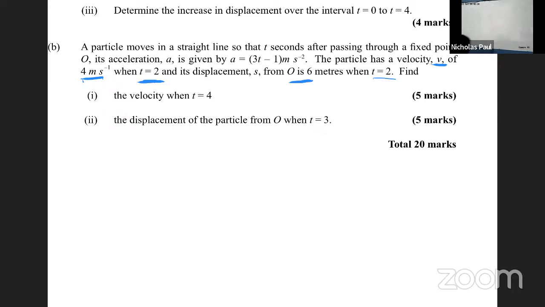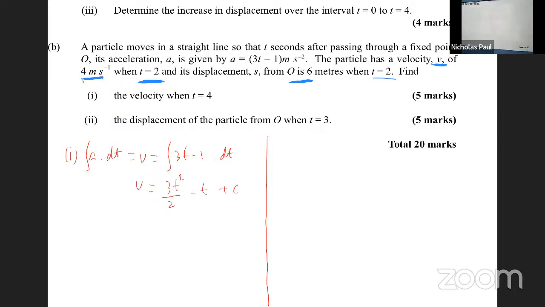Right, so I can do the first part. The first part is where we have to integrate. We have to integrate the acceleration, and that's going to give us velocity. So we're going to integrate 3t minus 1 with respect to t, and we will end up with 3t squared on 2 minus t plus c.